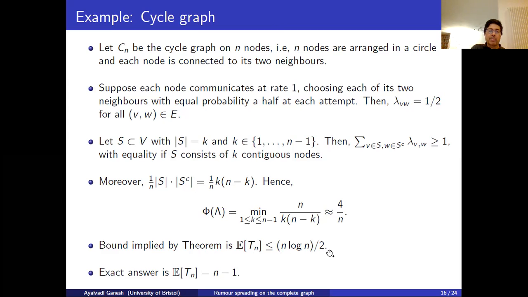In your homework problems, you will calculate this rumour spreading time exactly. And when you do that, you'll find the mean rumour spreading time is n minus 1, which is approximately n. So for the cycle graph, the theorem is indeed correct. It's an upper bound, but it's off by roughly a factor of log n or half log n. So it overestimates the rumour spreading time by roughly a factor of log n.